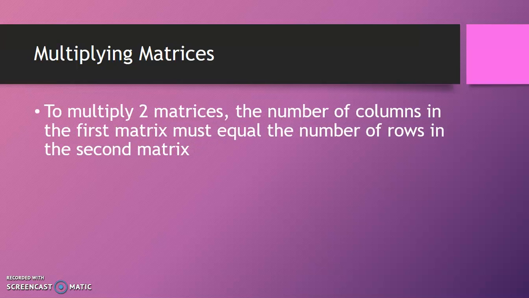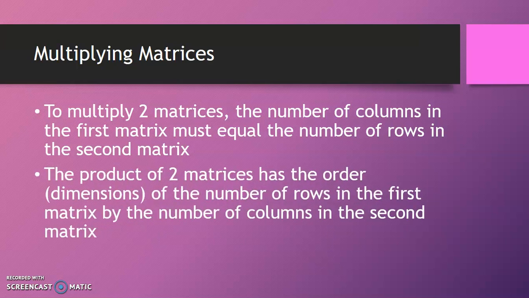When you're multiplying matrices, in order to multiply any two matrices together, the number of columns in the first matrix needs to be equal to the number of rows in the second matrix. That's the first thing that we need to check in order to see if we can actually multiply them. If those two numbers match, then the product of the two matrices, so after we've multiplied them, has new dimensions, or a new order, of the number of rows from the first matrix by the number of columns in the second matrix.